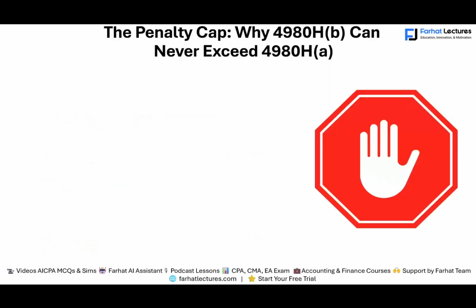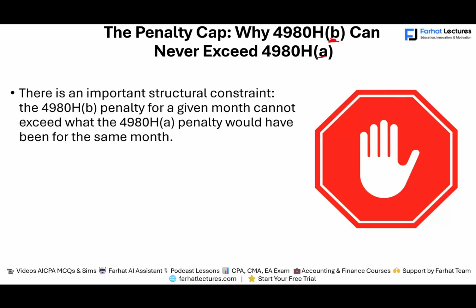There's a cap on the penalty. Why? Violation B can never exceed violation A. And I hope this makes sense, because violation A is a sweeping violation. So if violation B for one reason or another exceeded A, A would apply. This is an important structural constraint. Violation B penalty for a given month cannot exceed what the violation A penalty would have been for the same month.